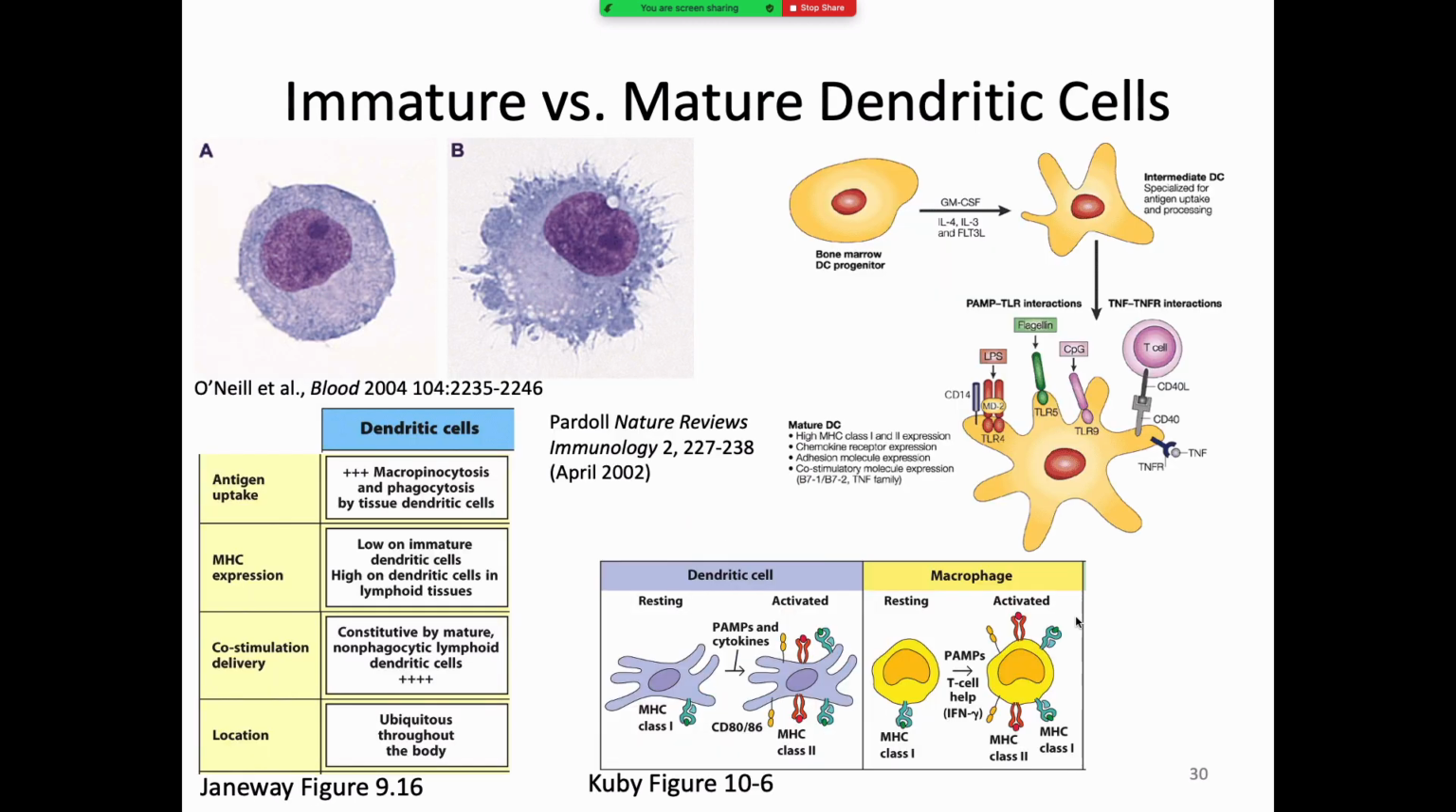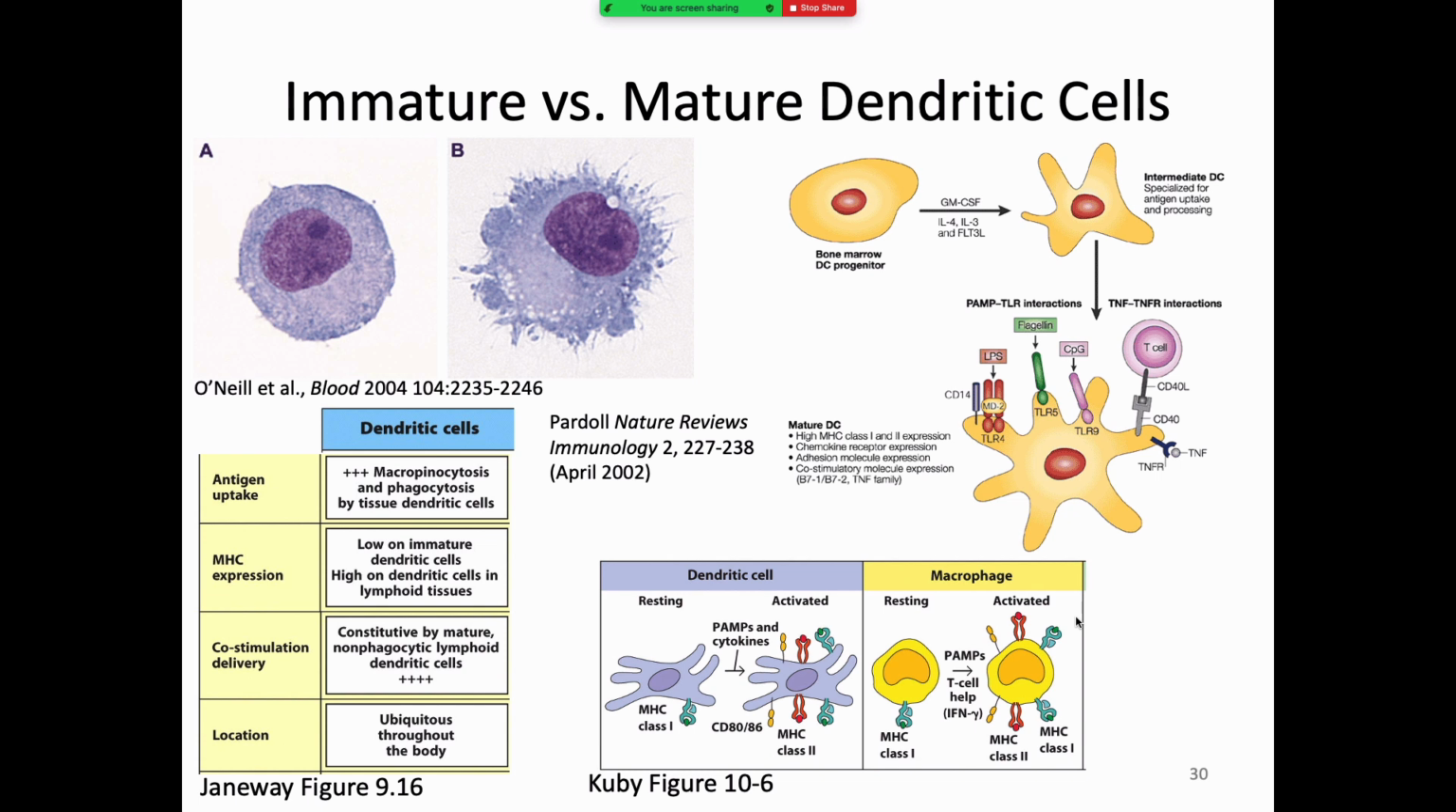Dendritic cells come in different forms. Particularly the forms that we care about today are called immature or mature dendritic cells. Immature dendritic cells really look pretty much like monocytes. And those immature dendritic cells are really, really good at doing phagocytosis. They love to do phagocytosis. They'll eat up anything that's around.